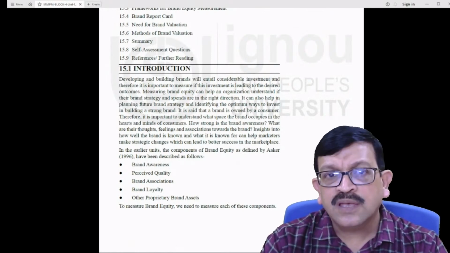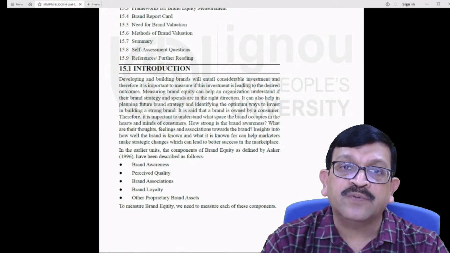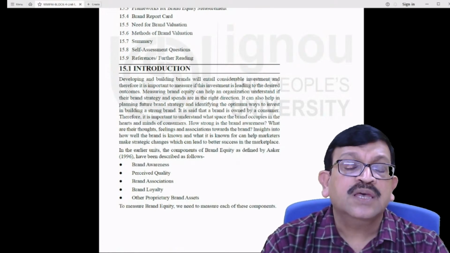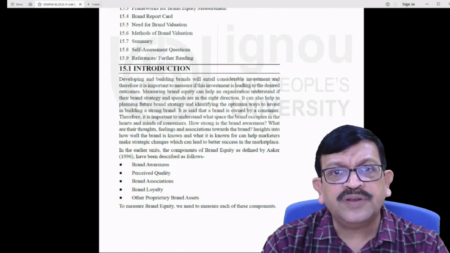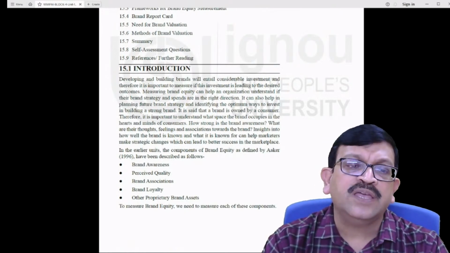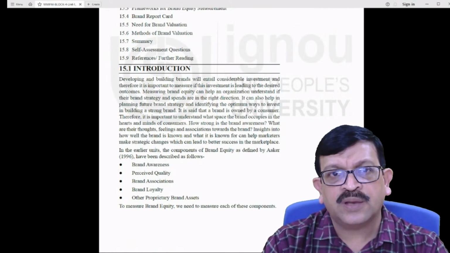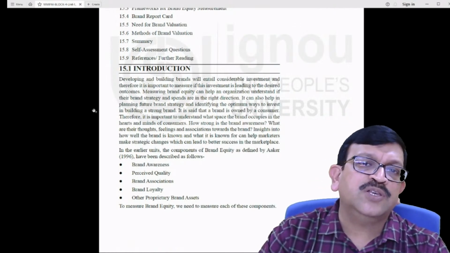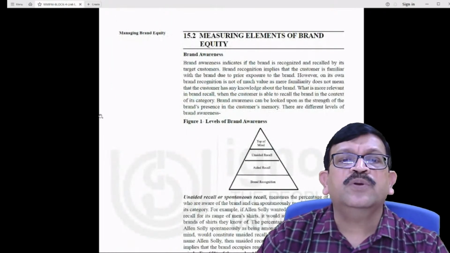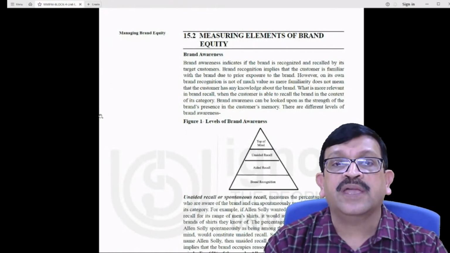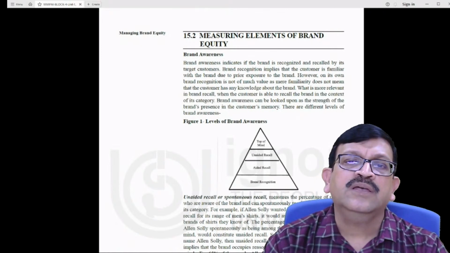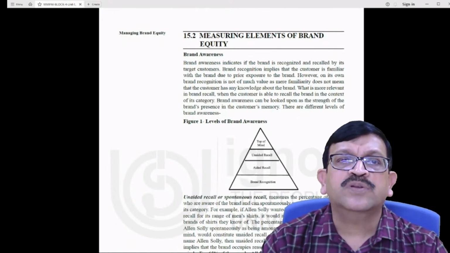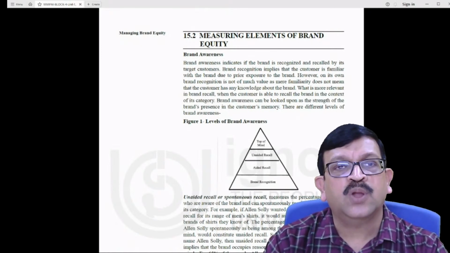So what are the sources? The brand awareness, the perceived quality, the brand associations, the loyalty factors, and some of the proprietary assets. Proprietary assets we're not going to touch upon, but obviously the other four which we're talking about need a kind of measurement today. Because when we look into measuring the brand equity, the first thing, whether it is in Keller's model or in Aaker's model, we always talked about how to enhance the brand knowledge.